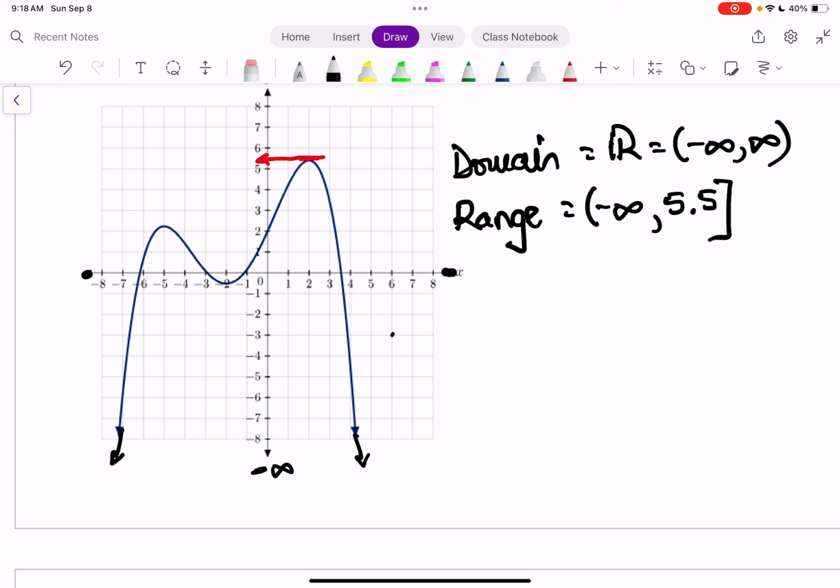All right, so there it is. Now, this brings me to why I came to this example next. So right here, as you see, I do have a local maximum point.